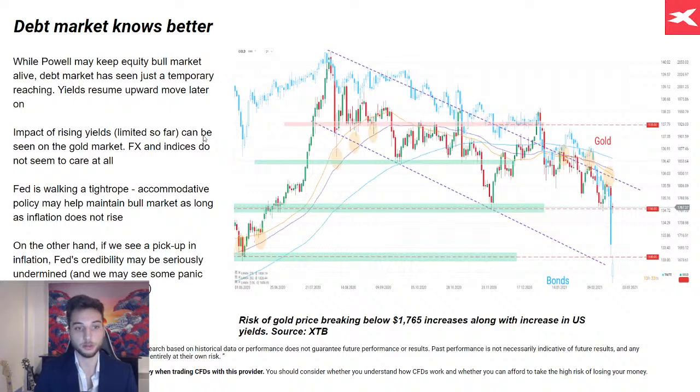The impact of rising yields, limited so far, can be seen on the gold market. FX and indices do not seem to care. The Fed is walking a tightrope. Accommodative policy may help maintain the bull market as long as inflation does not rise. Because as I said, if inflation does rise, then the actual benefit of introducing cash into the economy is lost, because you can introduce $1,000, but if things cost, let's say, $1,000 per person checks, or you want to do a QE to the economy, to businesses.